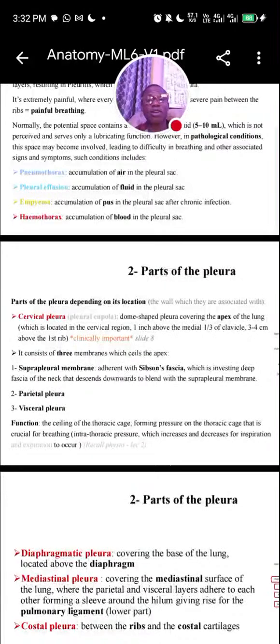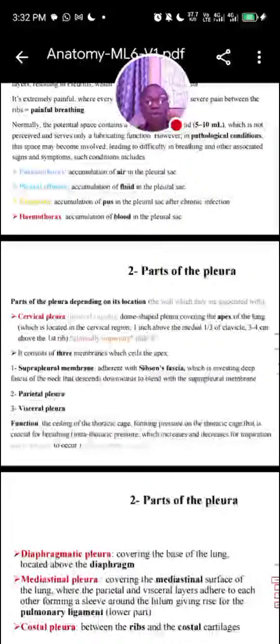So the cervical pleura contains SPV. You know of PV. SPV, like senior prefect voters card, right? Suprapleural membrane, parietal pleura, and visceral pleura. So the cervical pleura consists of three membranes which seal the apex.